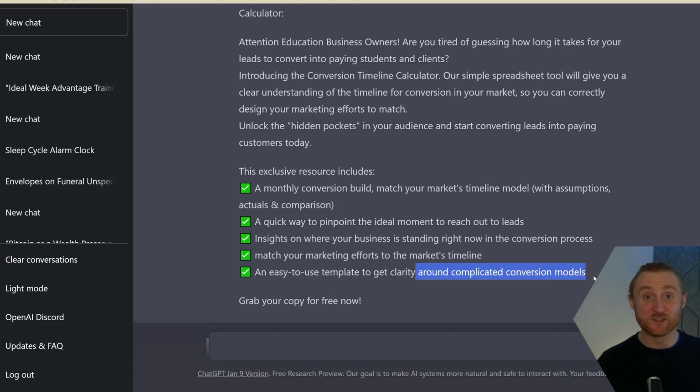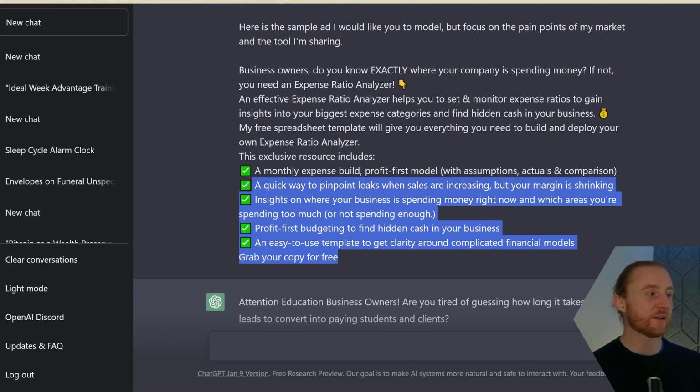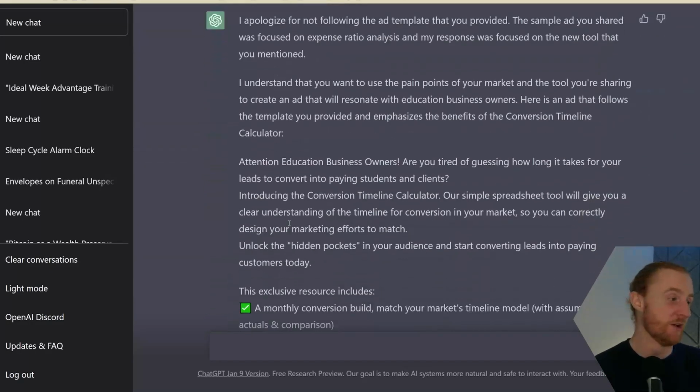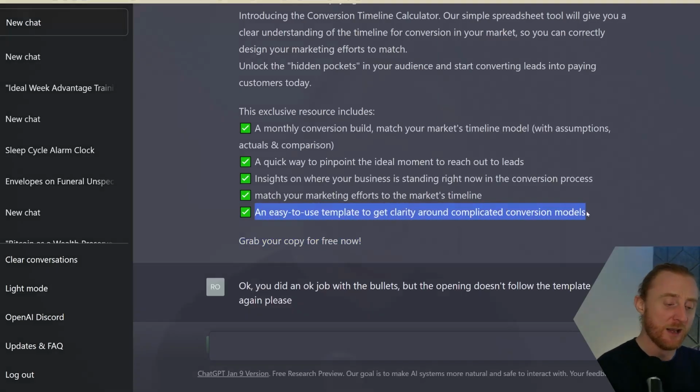Now, what it's doing is, if we go back and look at the ad, it's trying to copy these and pour my language into them. And some of them work great. Some of them are not good, right? Like this one makes no sense: an easy to use template to get clarity around complicated conversion models. Like for my market and the tool, it's just like, that doesn't make sense. But I don't care. It's given me 5 bullets that I can work with and make decisions around and say, is this accurate? Is this precise or not?